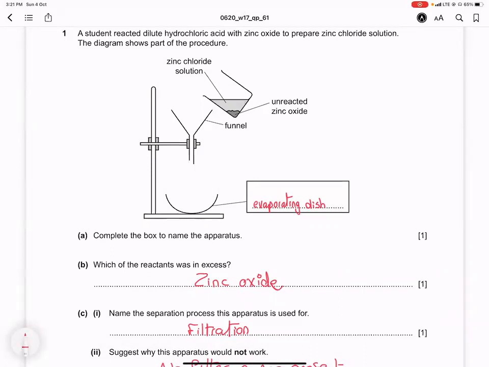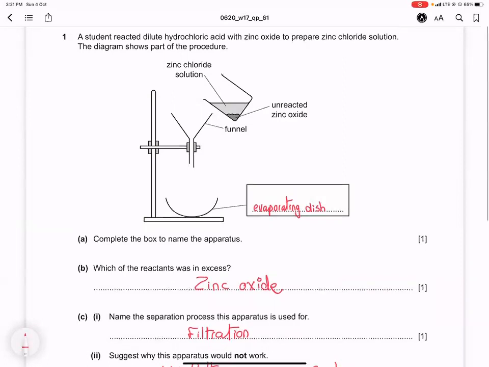Complete the box. This is an evaporating dish. Also, evaporating basin is accepted. Evaporating dish, not watch glass, okay? Which of the reactants was in excess? Zinc oxide. The reactant in excess is the reactant that remains at the end.